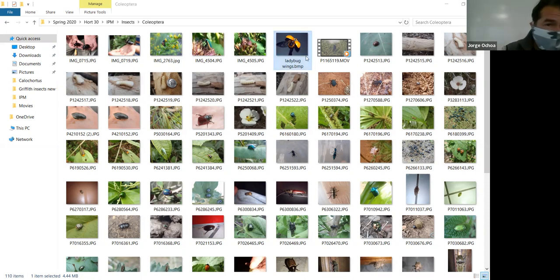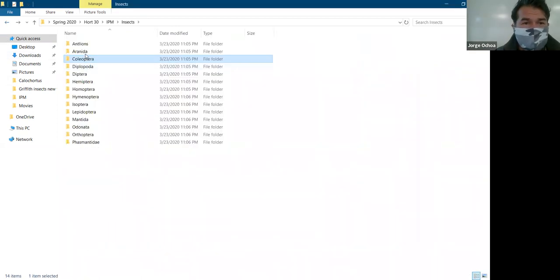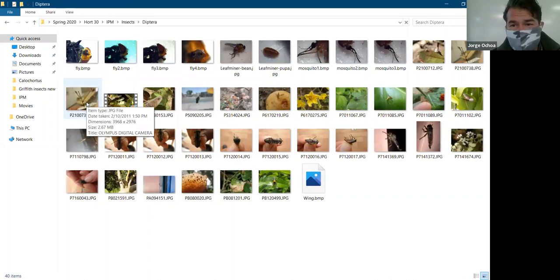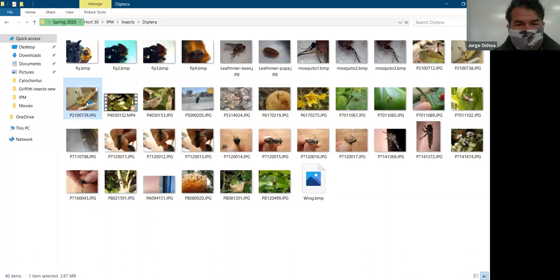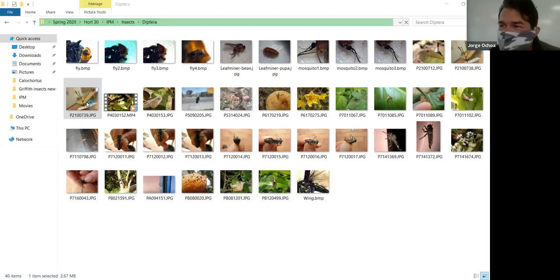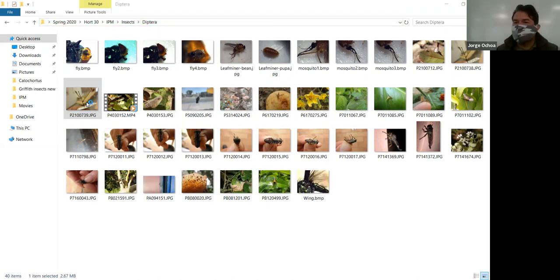All right, and then the next one, it's going to be, I think it's Diptera on your list, right? So we're going to start with this one. No, it's going to be the next big one. We're concentrating on the big ones today. Then we're going to go to the smaller ones later on.